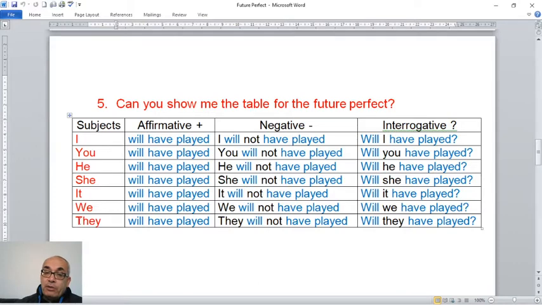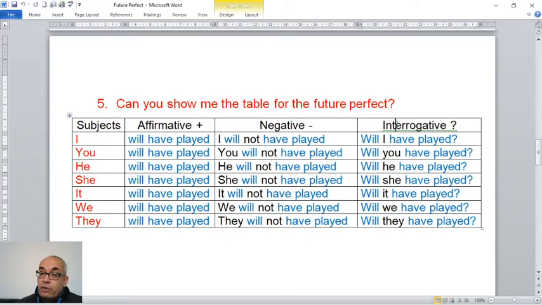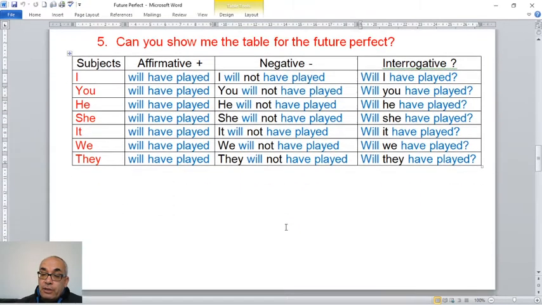Again, you can look at it or write it down or listen to it again to remember how we can make the future perfect in the affirmative, in the negative, and in the questions or interrogative.